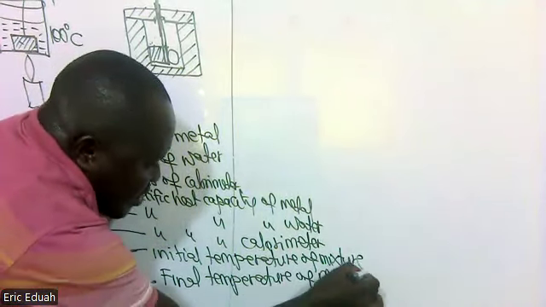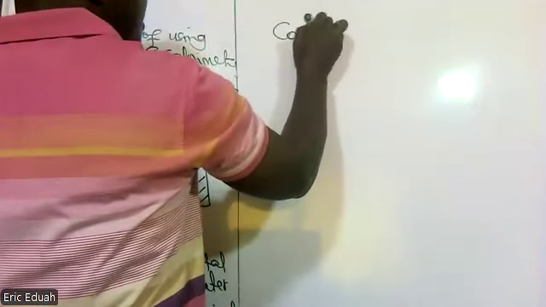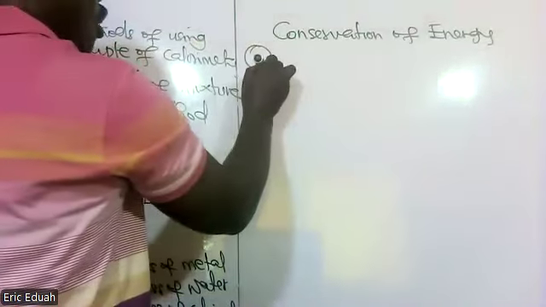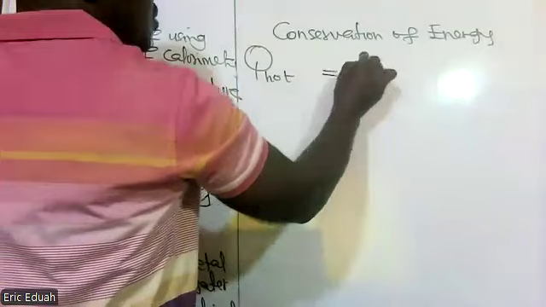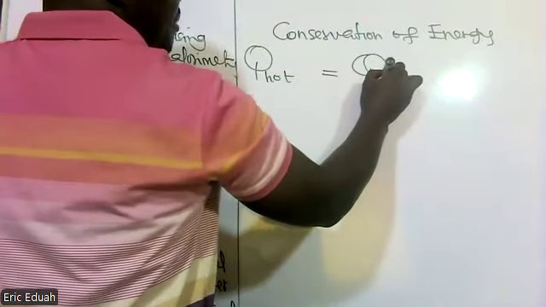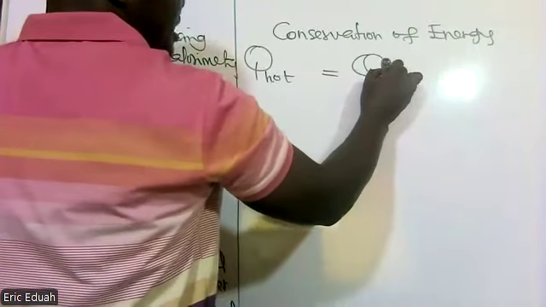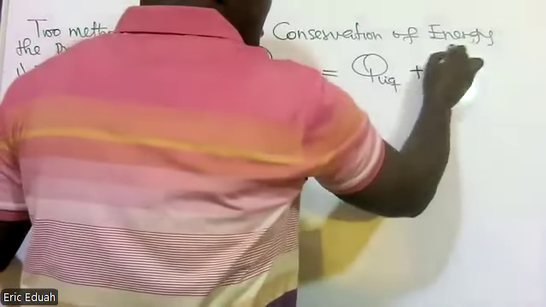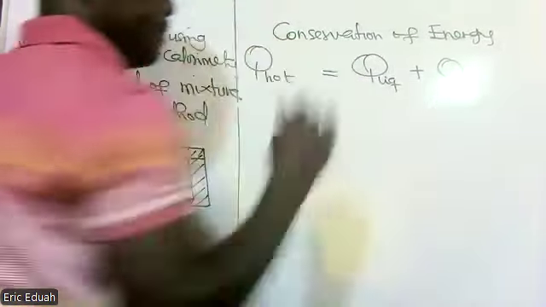So let's apply the principle of calorimetry. Now, through conservation of energy, the heat energy transferred by the hot metal is equal to the heat energy gained by the cold liquid plus the heat energy gained by the calorimeter.